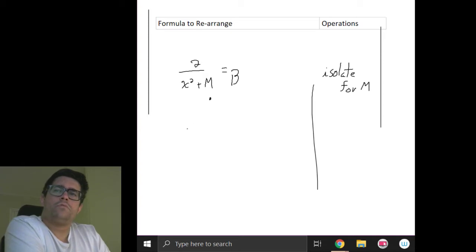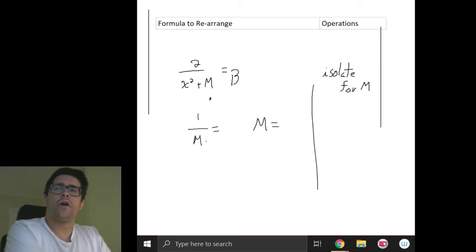So first off, the big problem here is that m is under. The answer will never be something like that. We want an answer where m is not under 1. So how do we get m back on top?